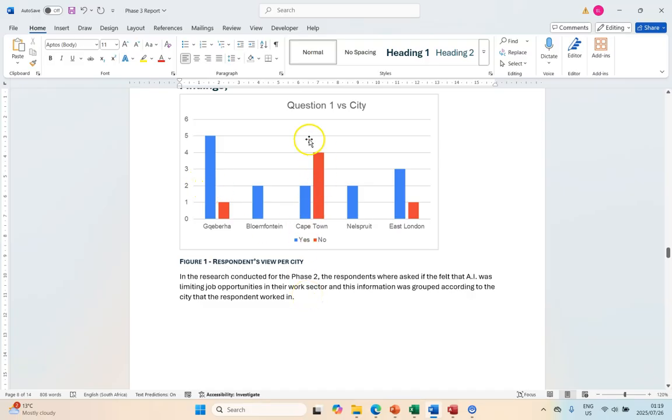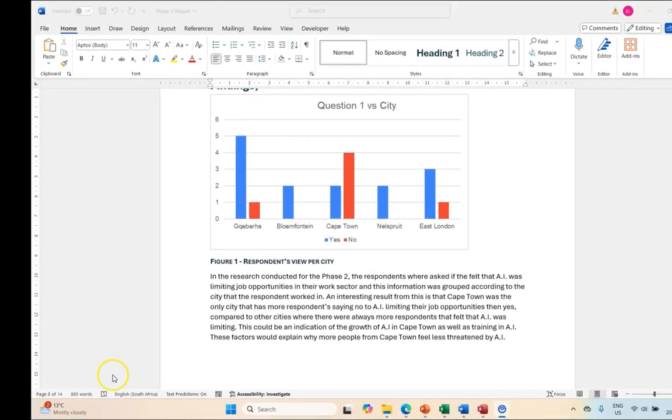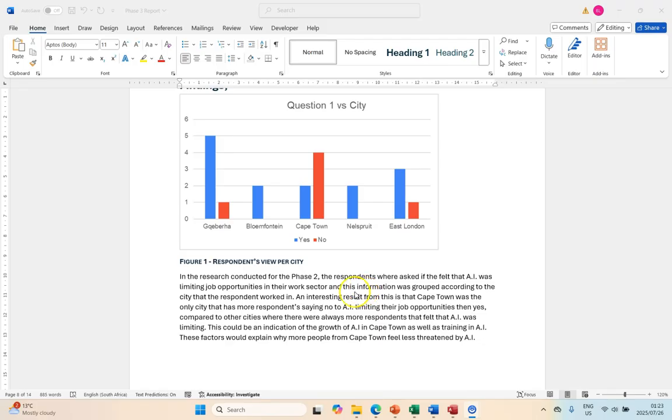You don't have to mention the exact numbers. You don't have to say Cape Town had only 4 people that said no and 2 that said yes. You can just talk about the general overview. So here I fleshed it out a bit more, talking about how there's an interesting result that Cape Town has more people saying no compared to yes. Obviously, I made up this question; it deals with whether they felt that AI was limiting job opportunities. And then I gave an explanation of what I think could be the reason for this.